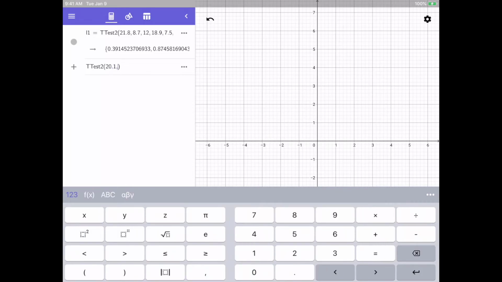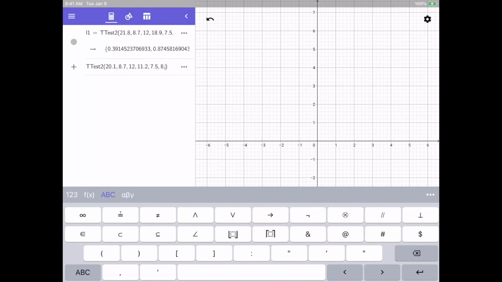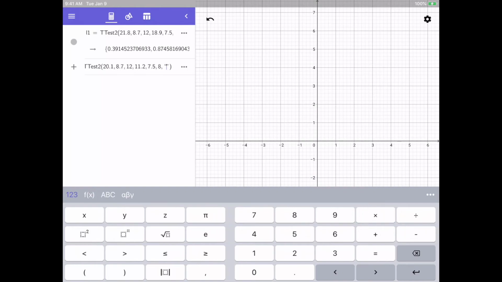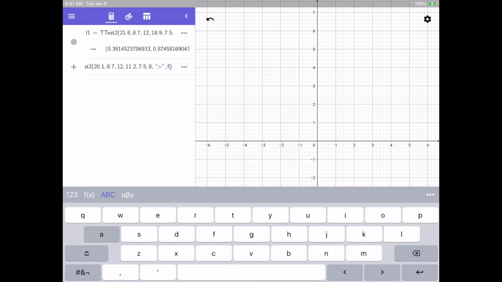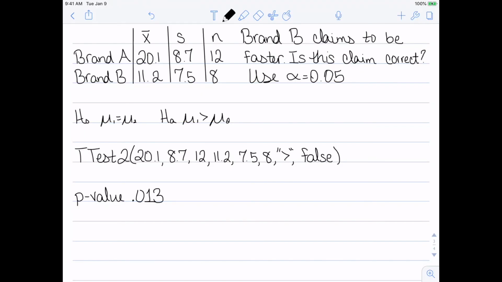My first mean was 20.1. The standard deviation was 8.7. Sample size was 12. The second mean was 11.2. Standard deviation was 7.5. And the sample size was 8. We go over to the ABC and the symbols to get the quotation marks. And this was a greater than test. And we then need to type false. So the p-value is 0.013. We then compare this with alpha, which is 0.05. And we can see that the p-value is smaller. And when the p-value is smaller, we know that HA is true. So yes, brand B is faster. Their claims are correct.